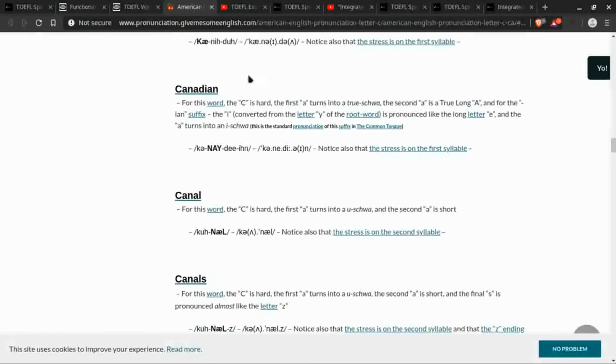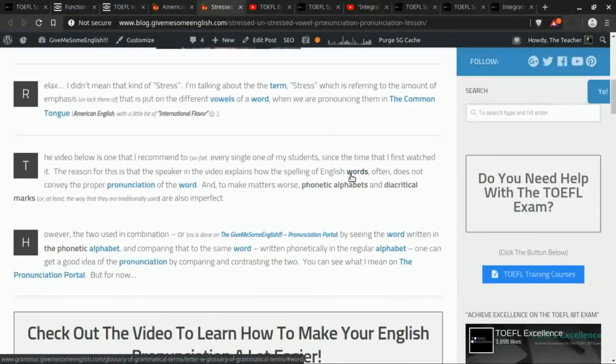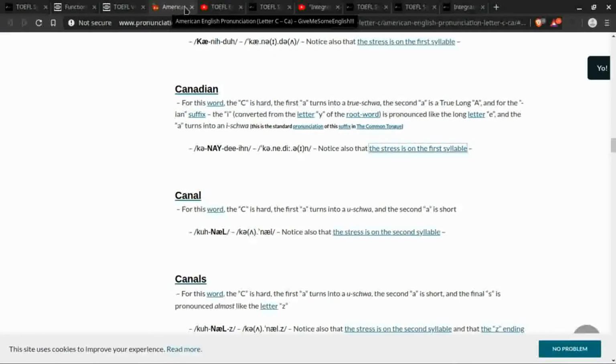But just as an example, if you click on the word, it takes you to the pronunciation portal of GiveMeSomeEnglish. It tells you exactly how to pronounce it. It's spelled phonetically and also in the phonetic alphabet. We have links to other lessons if you're not sure about the term root word, or if you want to learn more about stressed syllables, you can click on that. It takes you to the blog post about that. So you can click on just about any link anywhere in GiveMeSomeEnglish, and it will take you to different lessons and different resources that will help you in your learning.